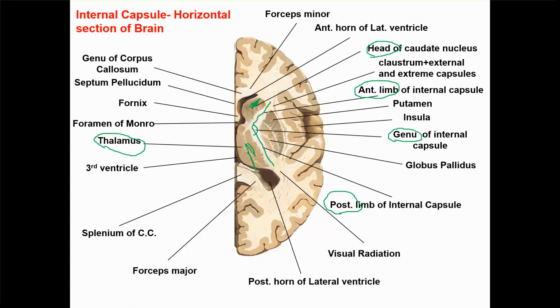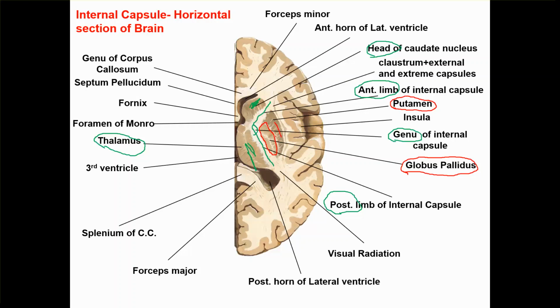After knowing where the caudate nucleus and thalamus are, let us see details about the lentiform nucleus. The lentiform nucleus has two parts, lentiform like a lens. The inner one is called the globus pallidus, and the lateral one is called the putamen. So the lentiform nucleus is made up of globus pallidus medially and putamen laterally.